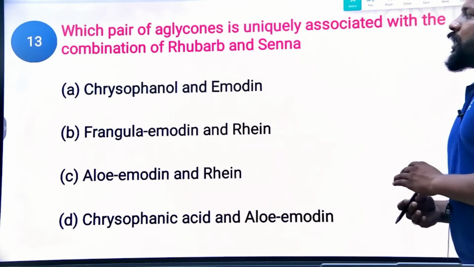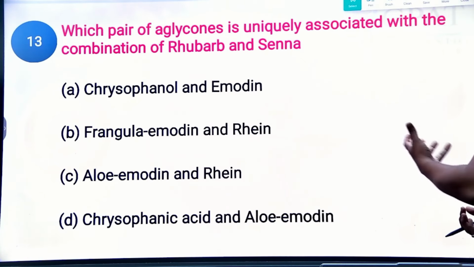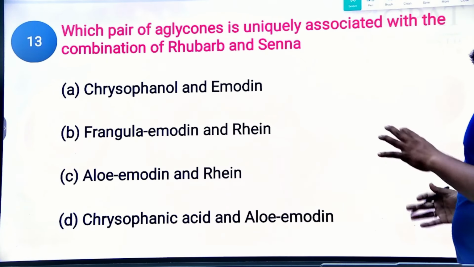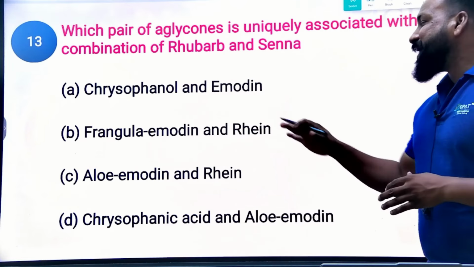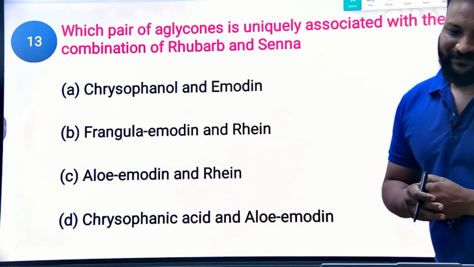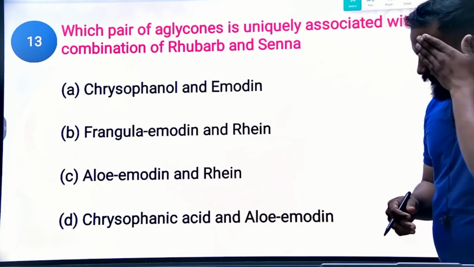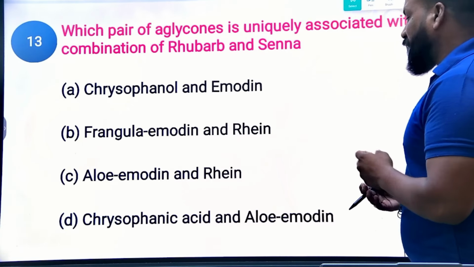Which pair of glycons is uniquely associated with the combination of rhubarb and senna? Chrysoquinone and emodin, frangulamide and rhein, sennoside and rhein, and chrysophanic acid and sennoside. What is the right answer? Tell me, dear friends. Do not forget to mention your answers in the comment box.